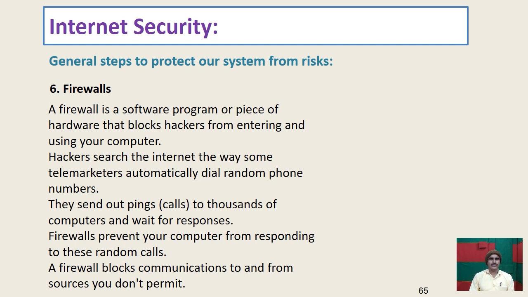A firewall is a software program or a piece of hardware that blocks hackers from entering and using your computer. Hackers search the internet the way some telemarketers automatically dial random phone numbers. They send out pings, that is calls to thousands of computers, and wait for the response. Firewalls prevent your computer from responding to these random calls.